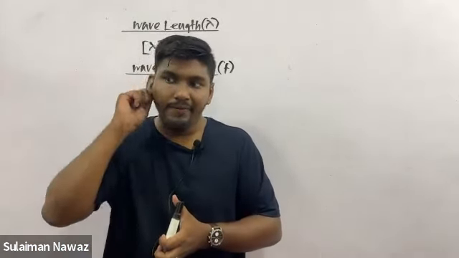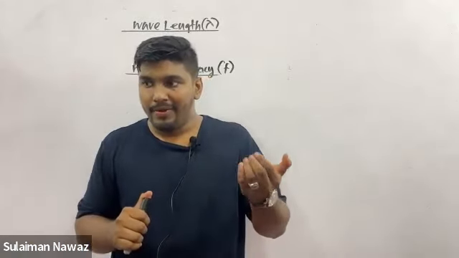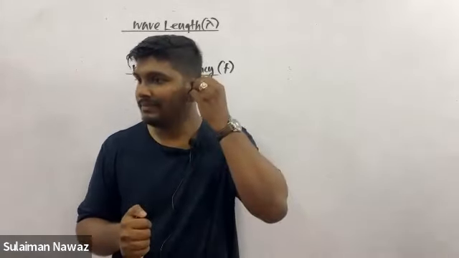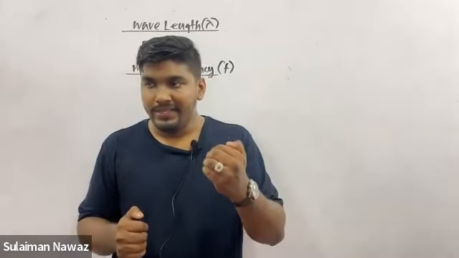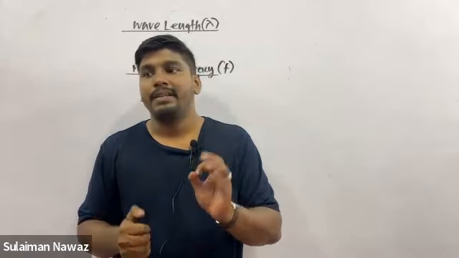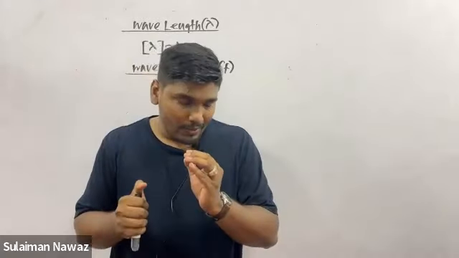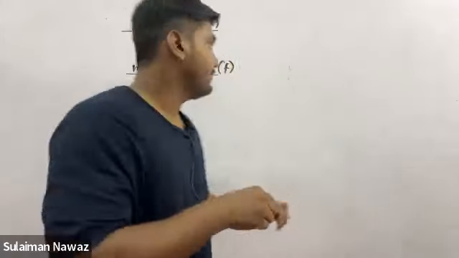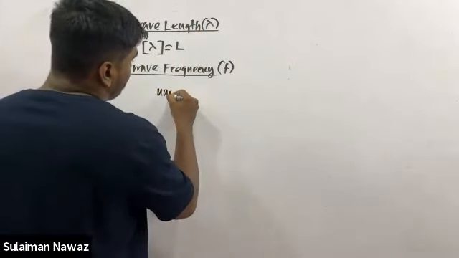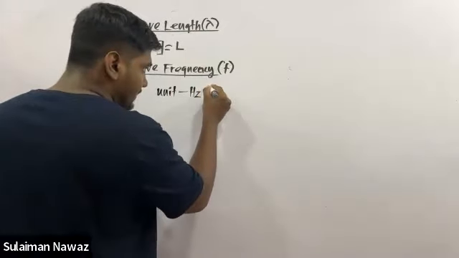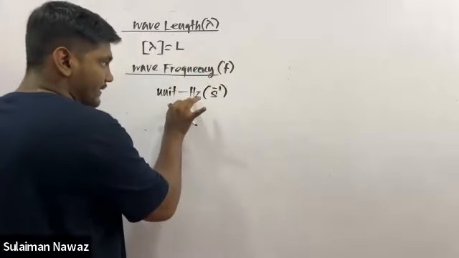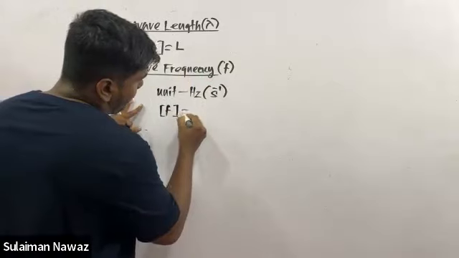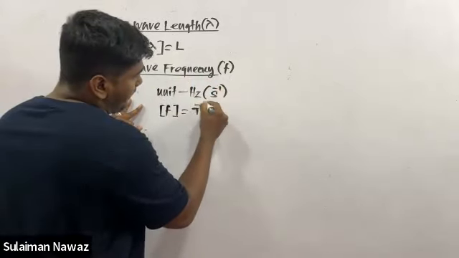Write down: the number of complete cycles or oscillations that occur in unit time, that is, in 1 second, is called the wave frequency. What is the unit of wave frequency? Hertz. Hertz means per second, named in respect of the scientist Hertz. What are the dimensions of wave frequency? Per second means T minus 1.